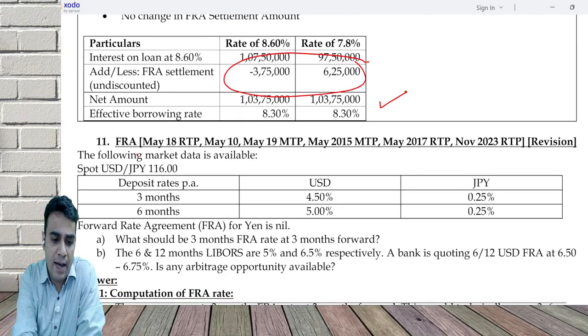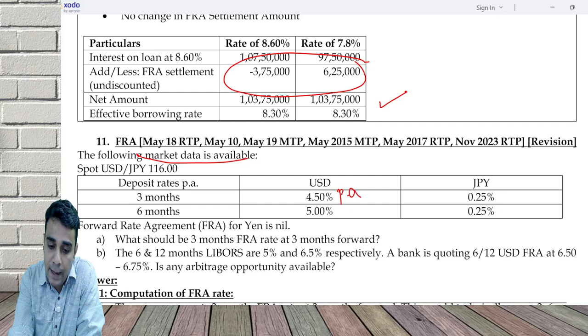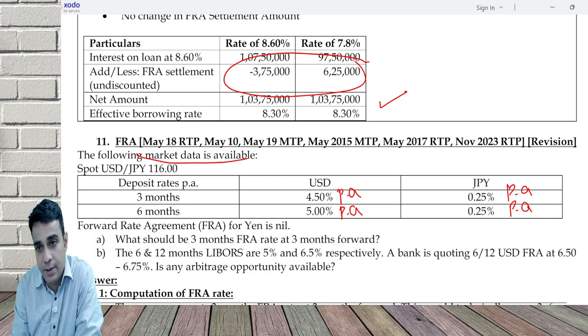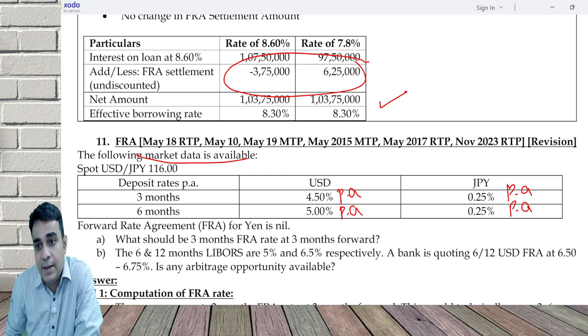Following market data is available. Deposit rate USD and JPY for 3 month and 6 month: 4.5, 0.25, 5.25. Listen, this is 4.5 per annum. This is also per annum, because interest rates are normally for a year. What should be the 3-month FRA rate at 3 months forward?